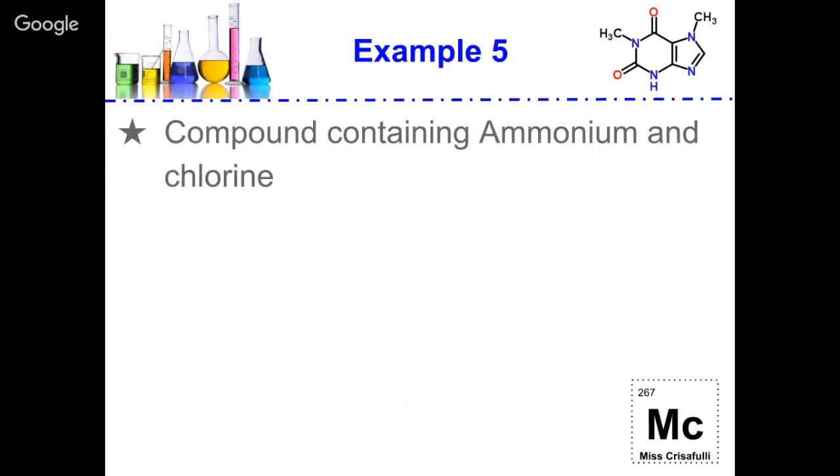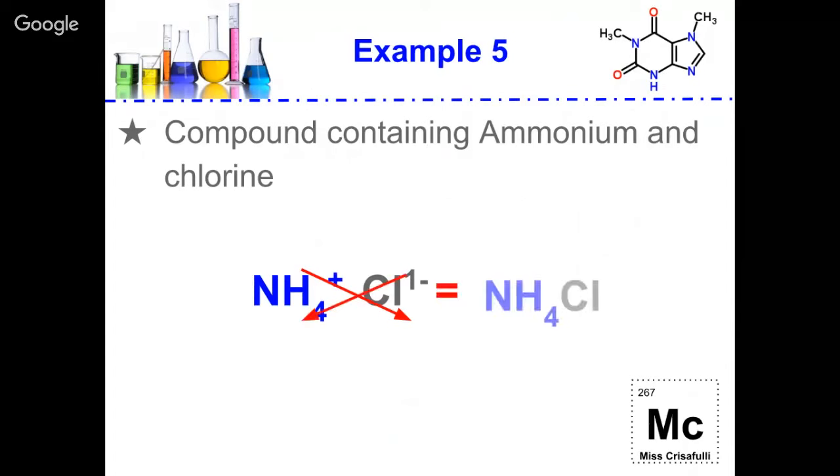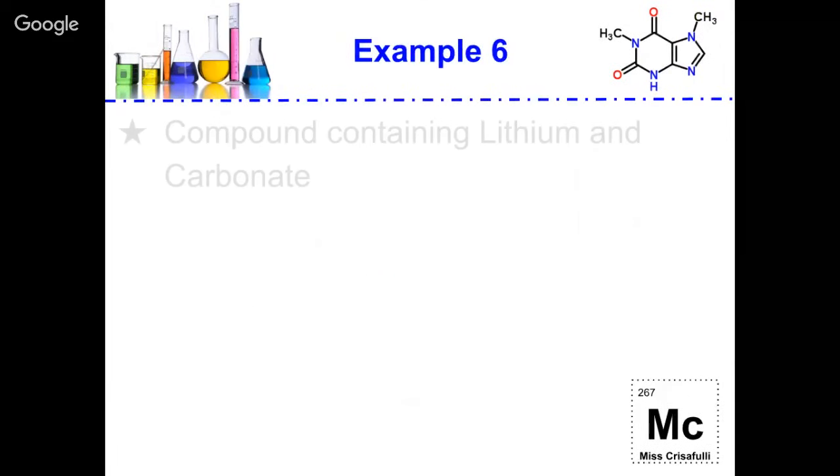A compound containing ammonium and chlorine. So ammonium is NH4+ and chlorine is the ion Cl-. We're going to crisscross and we end up with NH4Cl. That NH4, remember, comes from the ammonium ion, so it needs to stay there. Let's look at another example.